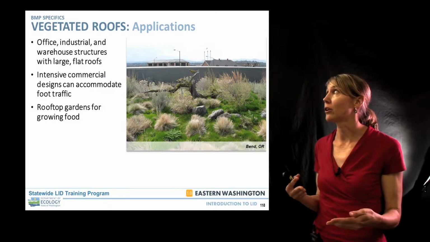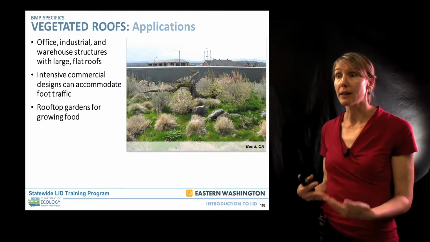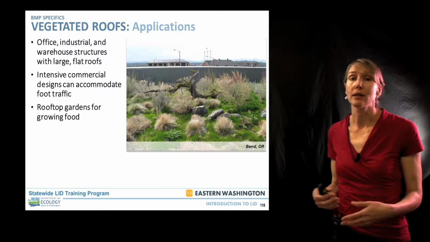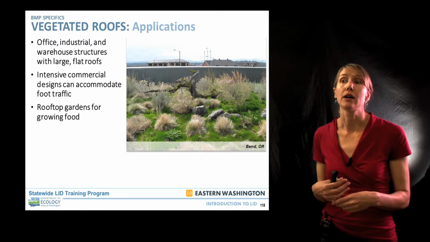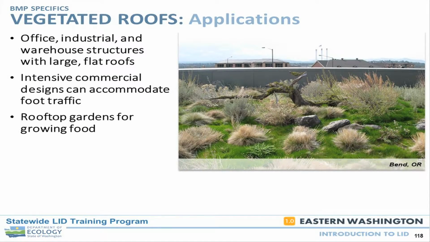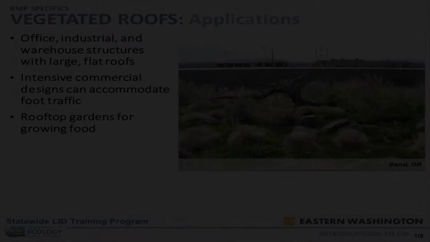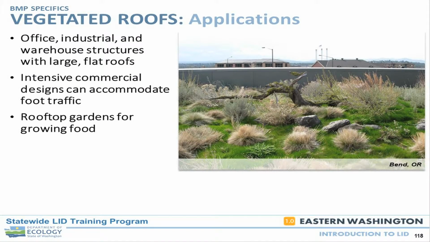Really fantastic for office spaces, for industrial spaces, warehouses. A lot of those types of buildings tend to have flat roofs, so they are really good candidates for that. Intensive commercial designs can really accommodate foot traffic. That's really fantastic. These can be really good in dense urban areas and provide outdoor access and a really nice place for workers to go during their lunch breaks and other things where there may not be green space anywhere near them. And also rooftop gardens for growing food.